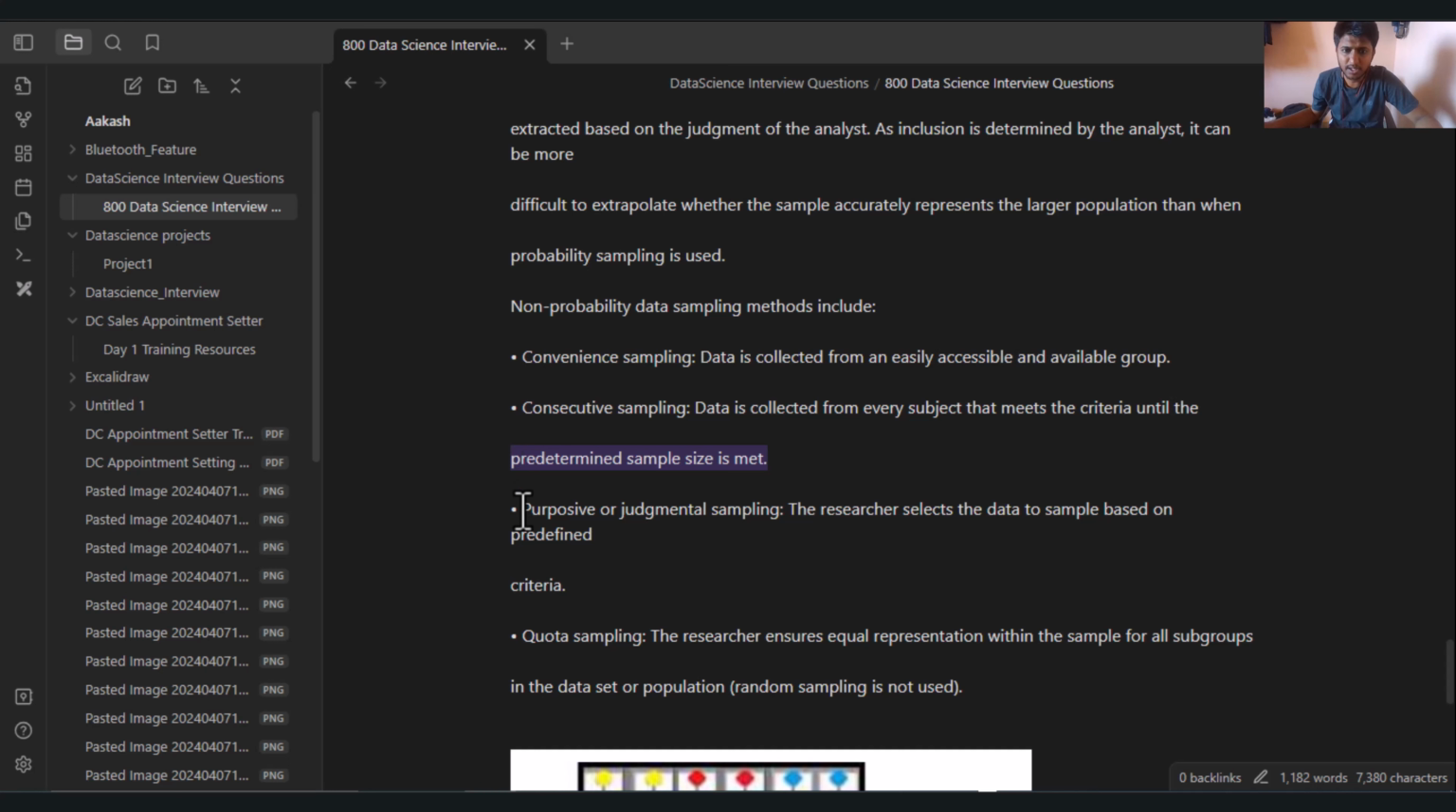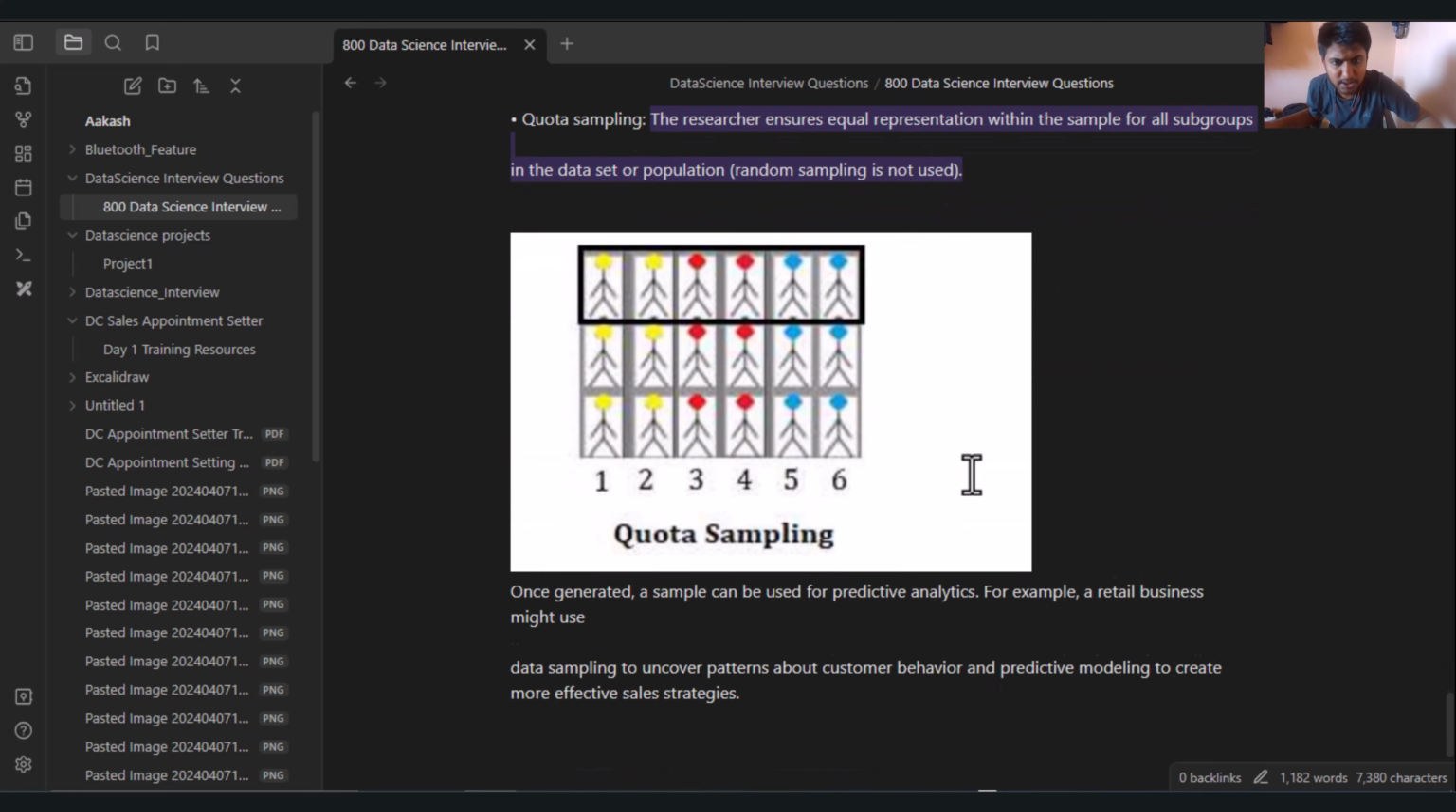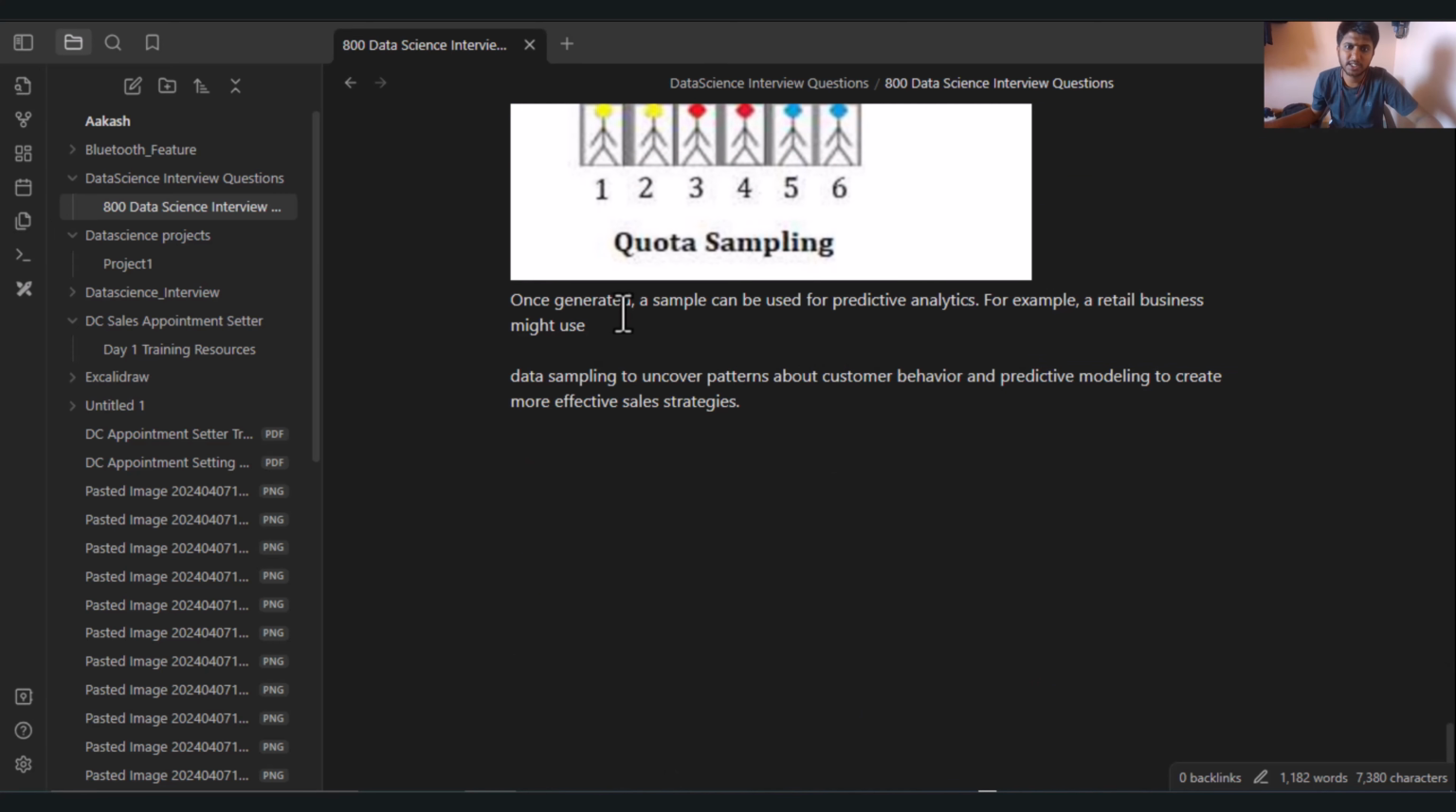And there is purposive judgment sampling, where the researcher selects the data to sample based on predefined criteria. There is another called quota sampling, where the researcher ensures equal representation within the sample of all subgroups in the dataset or population, and random sampling is not used. Okay, once generated, a sample can be used for predictive analytics.